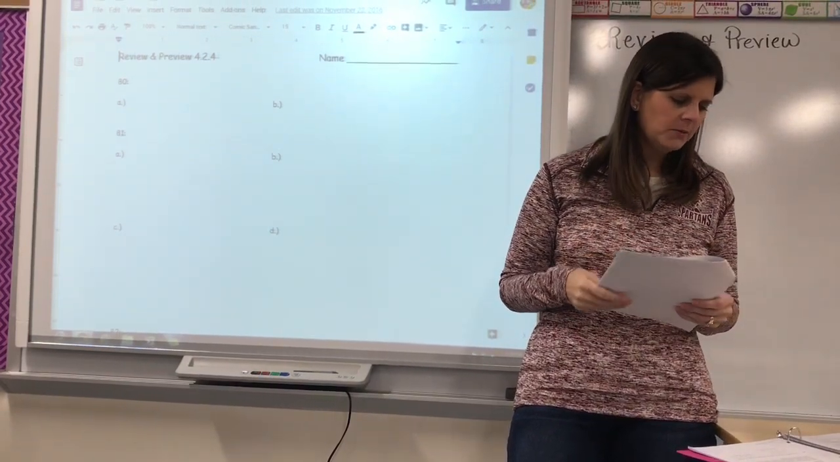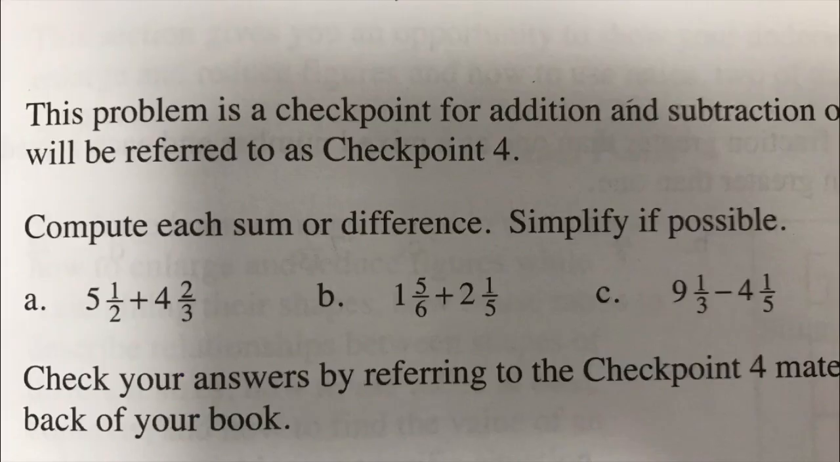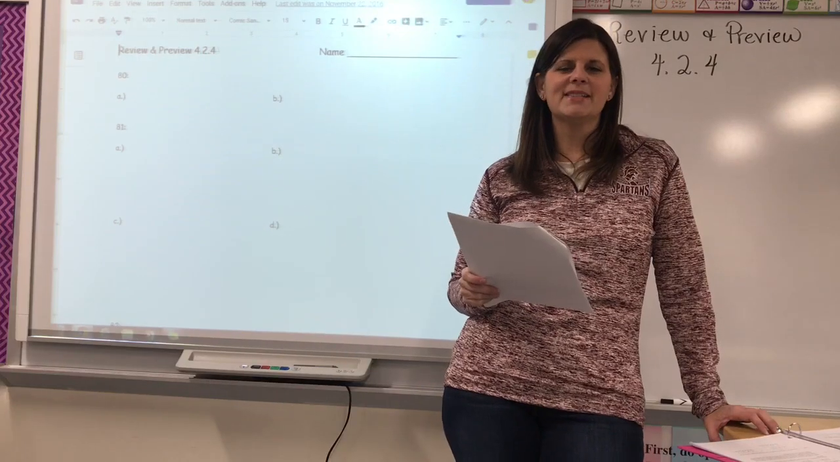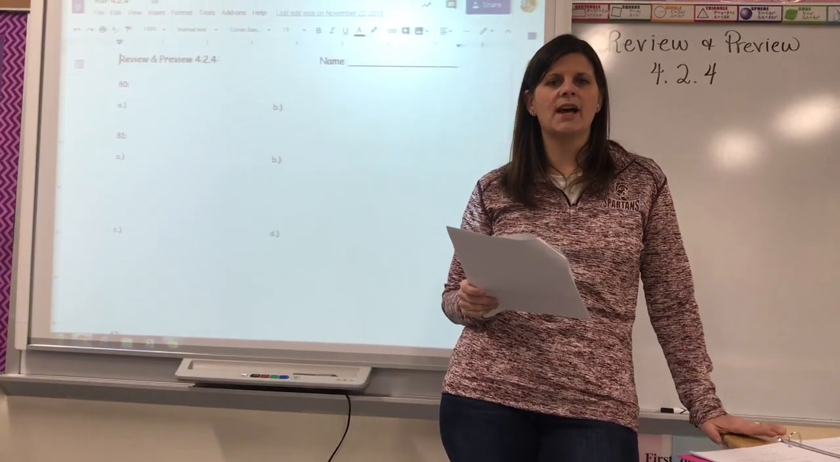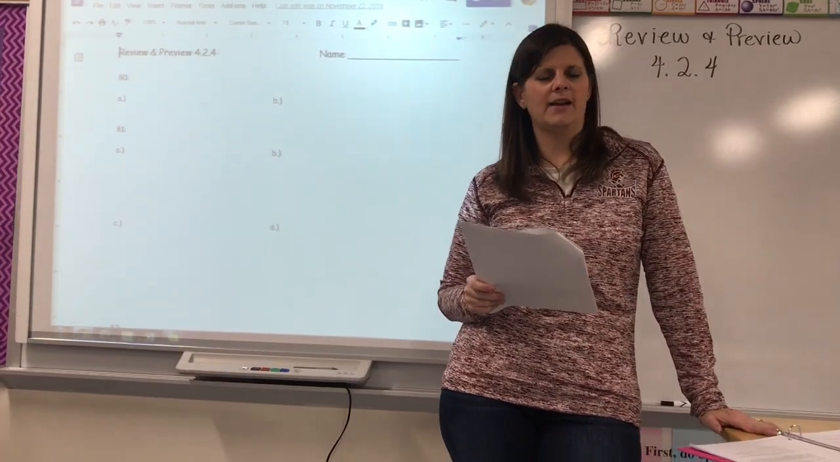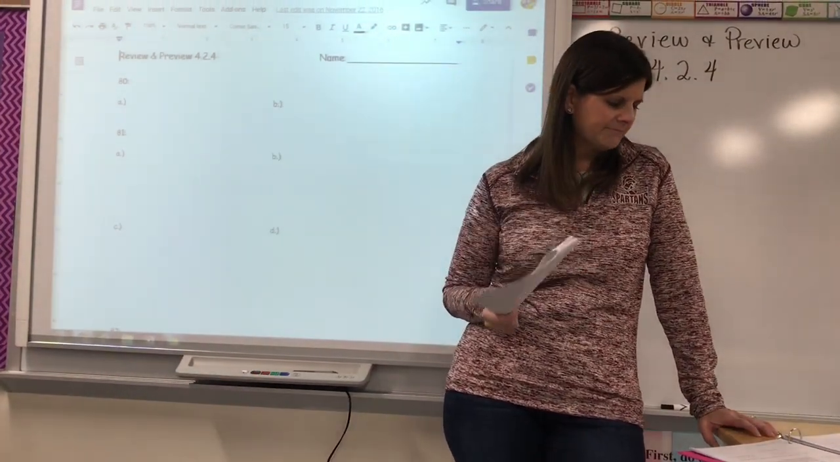On question 81, we again have some adding and subtracting with mixed numbers. So the first thing you need to make sure that you do is copy the problem correctly. I will look to see if you have giant ones that you're using to find common denominators. Then make sure you're adding or subtracting those numerators correctly. Keep the same denominator and then make sure you decide, can I simplify before you say that you're done.